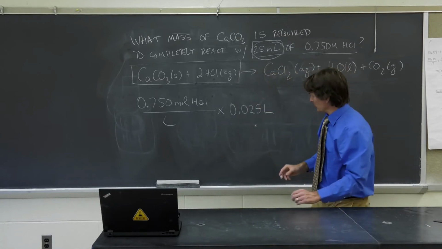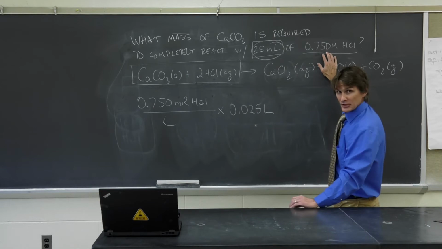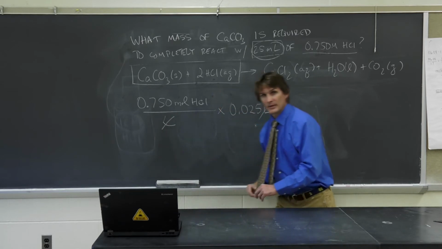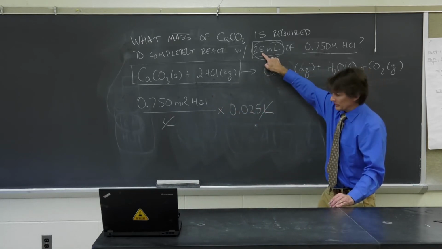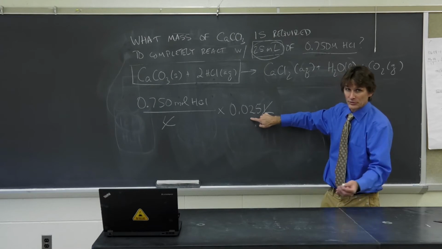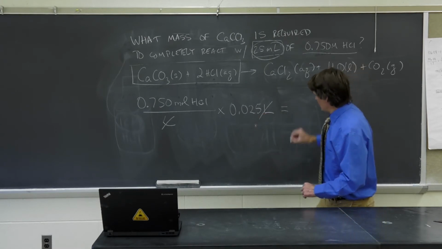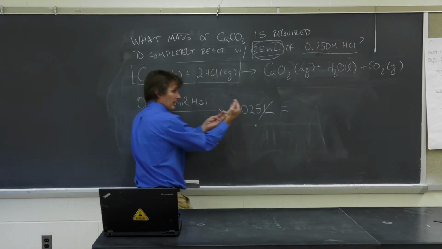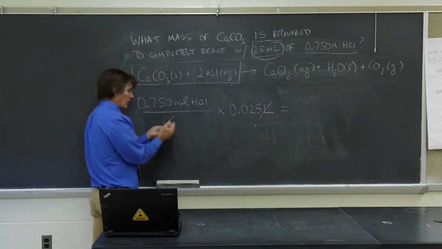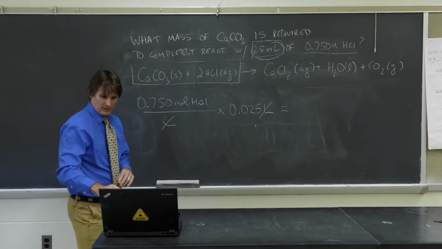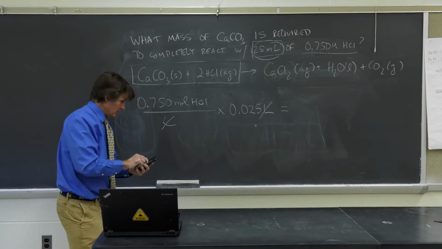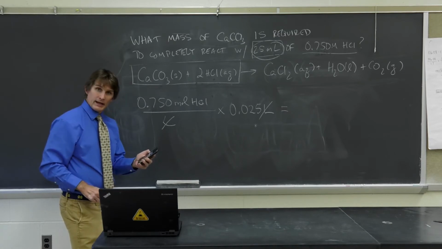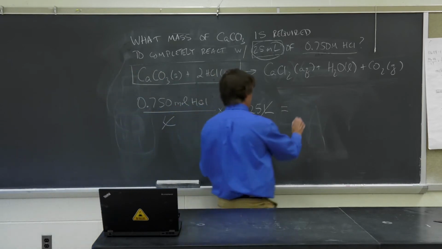I'm going to pause here and make sure you understand what I've done. I've taken the concentration and I've multiplied it by the volume, and by doing so, look at that, I get moles. Also recognize I converted 25 mL to 0.025 liters. That should be an easy conversion for you by now. But the units tell me if I take a concentration and multiply it by volume in liters, I'll end up getting moles of that particular substance. So let's do that. 0.75 times 0.025, 0.01875 moles of hydrochloric acid.